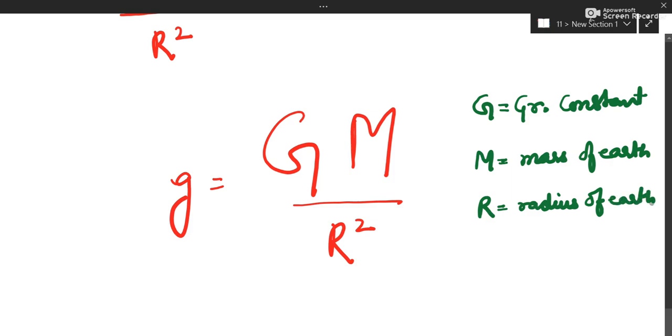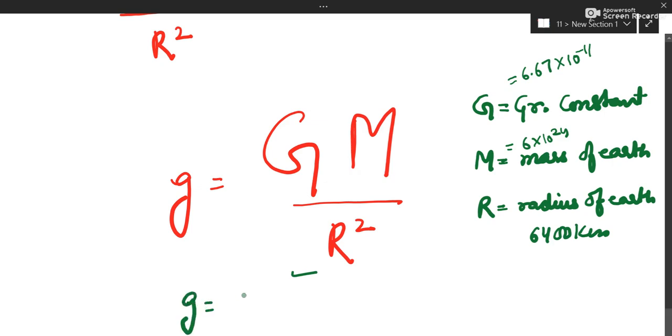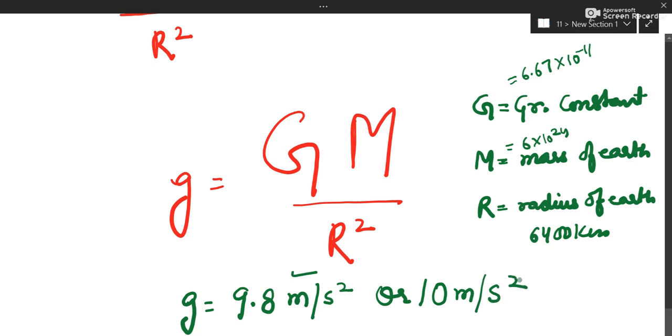And we know all the values. All the values are known to us. This value is 6.67 into 10 to the power minus 11. Its value is 6 into 10 to the power 24 kg. And radius of Earth is 6400 kilometer. When you will substitute here and calculate, then g will come as approximately this. So everyone has to learn this value. Or in numericals, we'll be using it as 10 meter per second square.